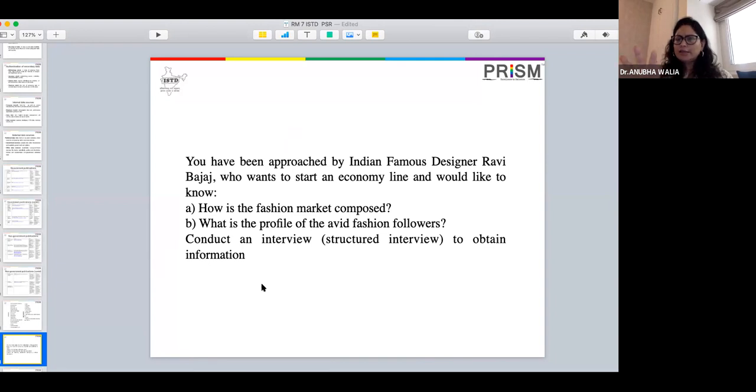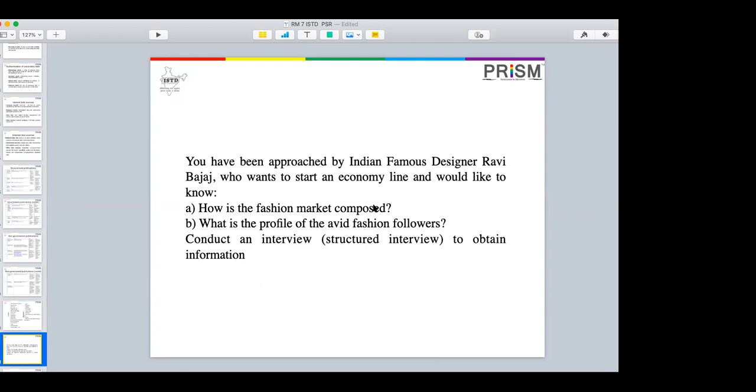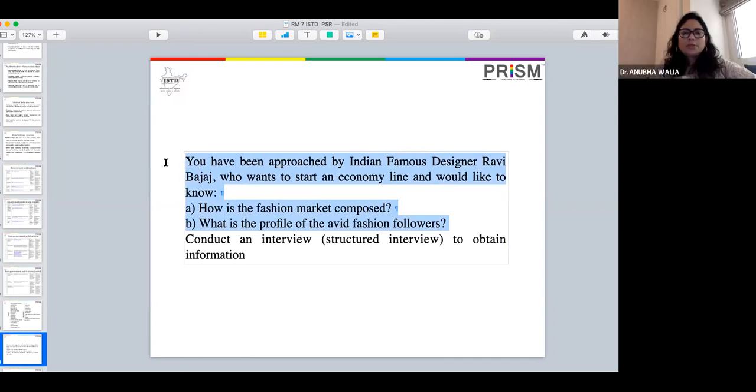You can conduct an interview or structured interview to obtain information. But let's say we are not conducting an interview. What thought process comes to your mind? How will you proceed for the primary and secondary research? Let's come up with an answer for that. Is the query clear? Yes, ma'am. Yeah, so I'm going to put this in the chat box also for all of you.